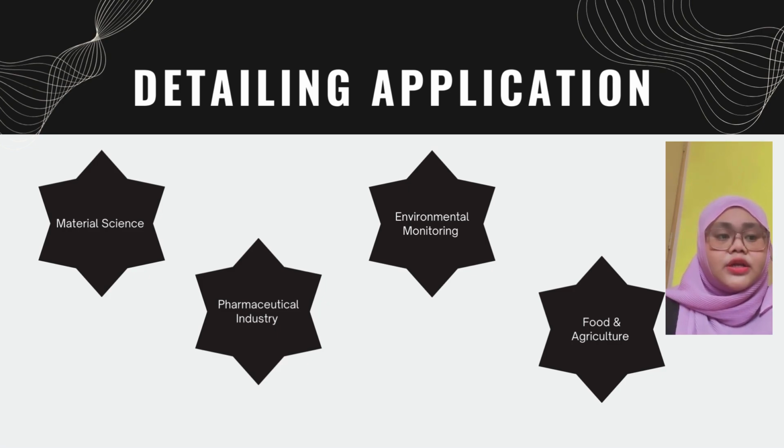Next, pharmaceutical industry. For drug development, FTIR is used to identify active pharmaceutical ingredients and excipients in drug formulations. Next, environmental monitoring, air quality analysis. FTIR can detect and quantify pollutants like carbon dioxide, methane, and other greenhouse gases in the atmosphere. For food and agriculture, food quality and safety, FTIR is used to analyze the composition of food products, ensuring quality and safety by detecting adulterants and contaminants.